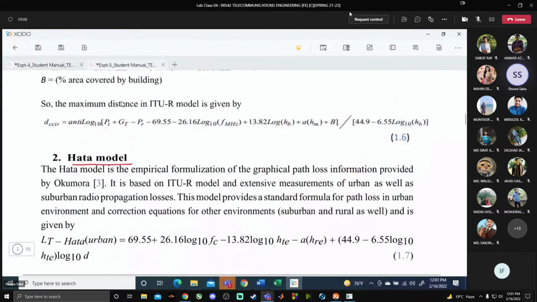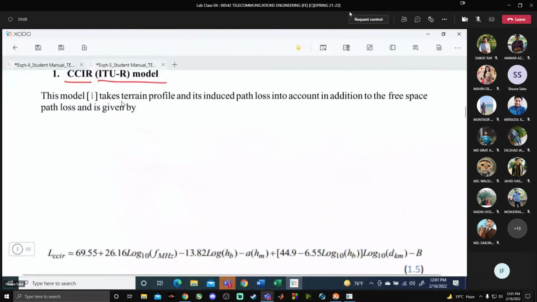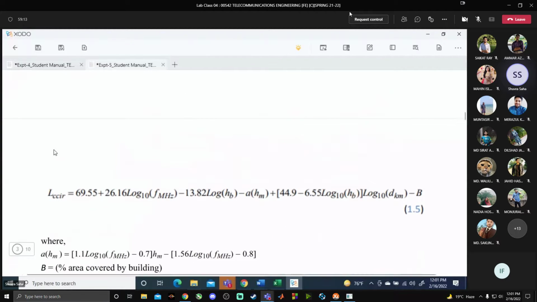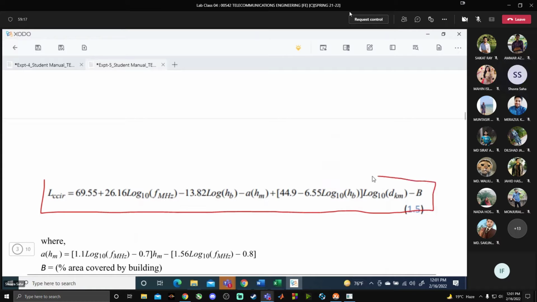So let us have a look at the ITU-R model. These are just equations. This ITU-R model is this equation, the ITU-R propagation model. This is your path loss. So we are estimating path loss.